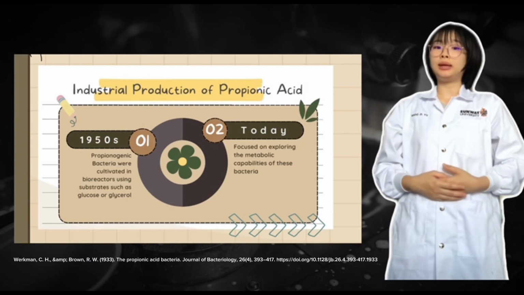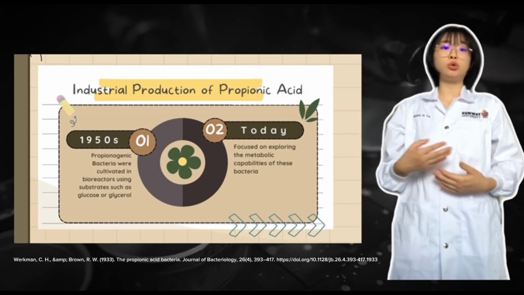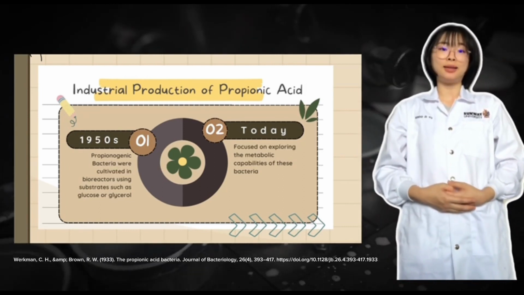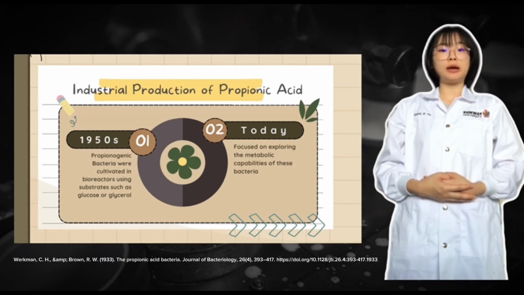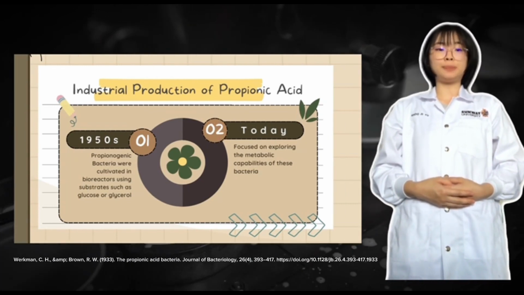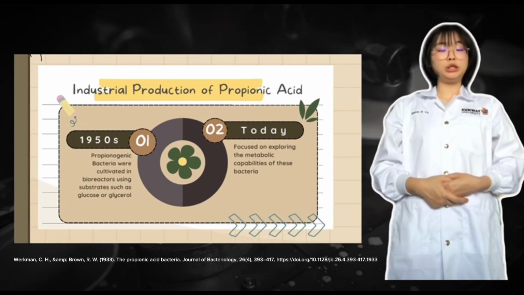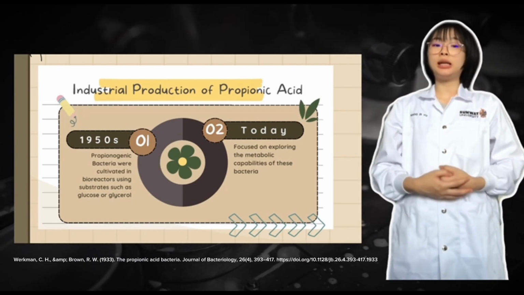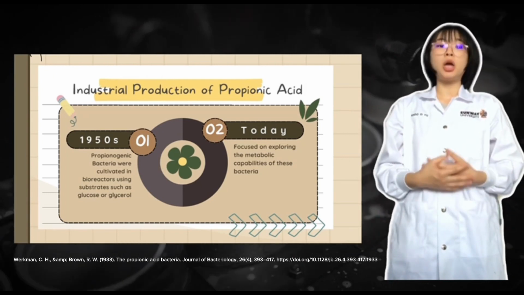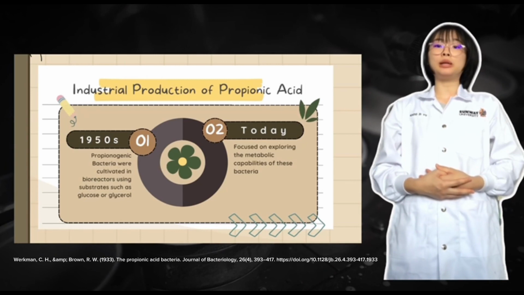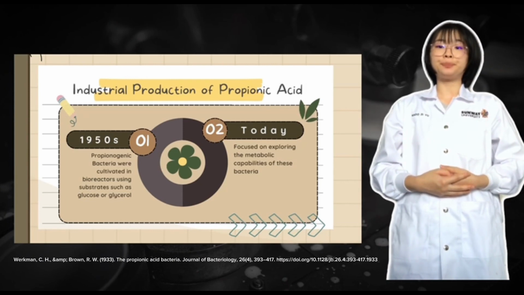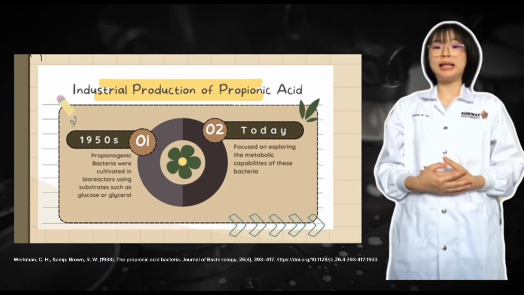These bacteria were cultivated in bioreactors using substrates such as glucose or glycerol, and their metabolic activities resulted in the production of propionic acid. Over time, this industrial process has undergone continuous refinement and optimization to improve the efficiency of propionic acid production. Today, propionic acid fermentation by propiogenic bacteria remains a significant industrial process with diverse applications in foods, pharmaceutics, and chemical industry. Ongoing research is focused on exploring the metabolic capabilities of these bacteria, investigating genetic modification to enhance production, and discovering new applications for propionic acid and its derivatives.